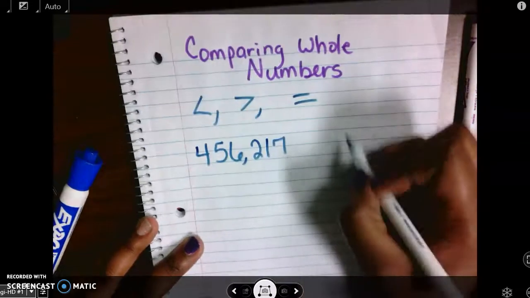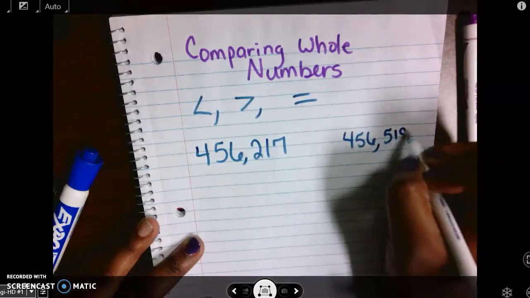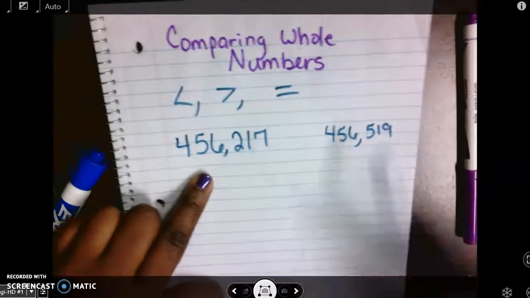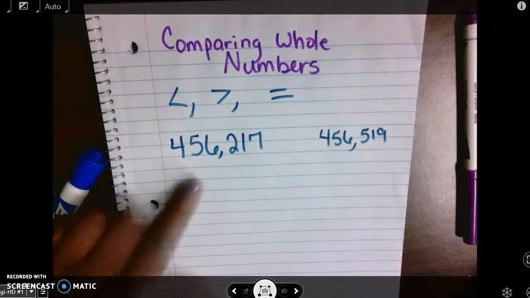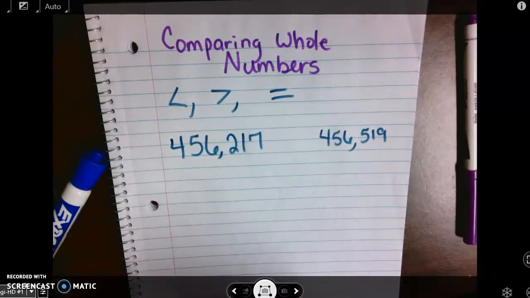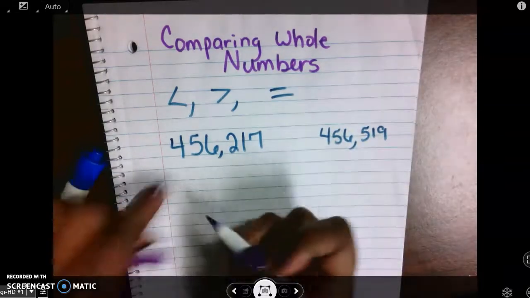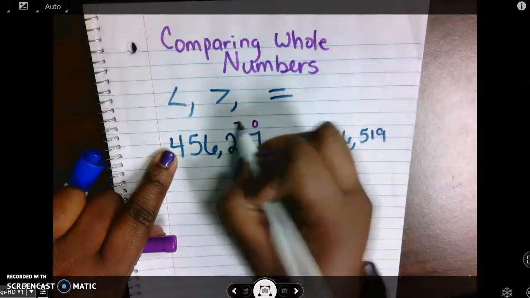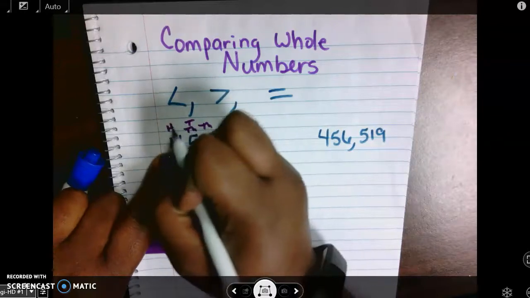456,217 and 456,519. All right. So when we have our two numbers, we want to label our place value. We can create a place value chart. I know that I'm going up to the hundred thousands place. If I didn't know, you still could do ones, tens, hundreds, thousands, 10,000s, 100,000s.